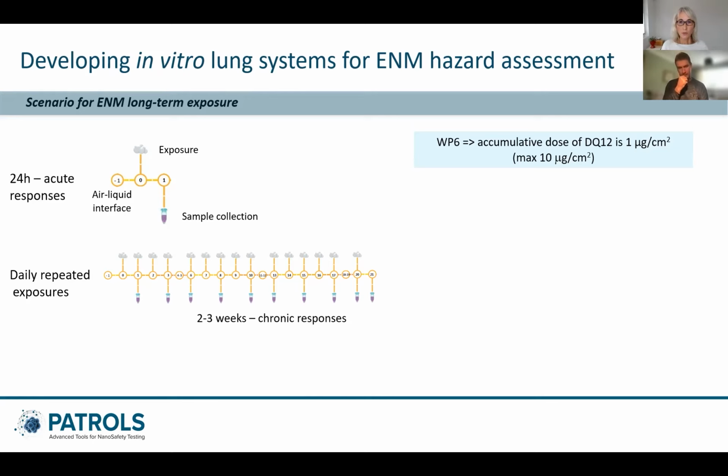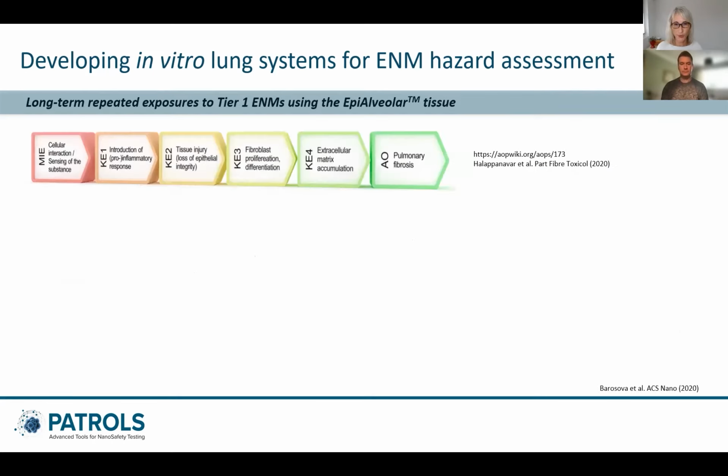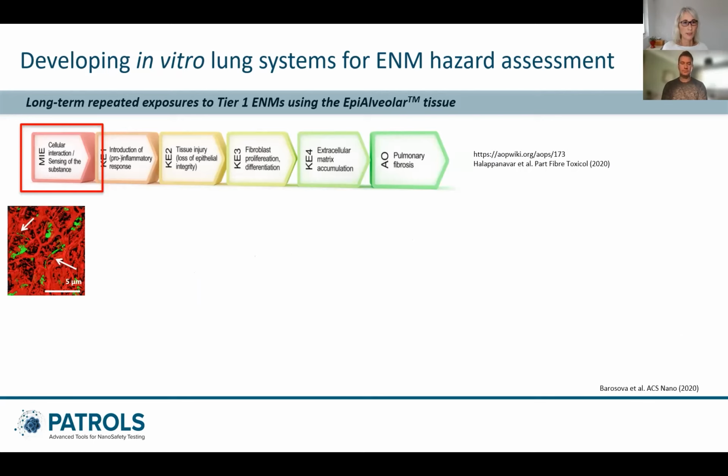So we used these concentration recommendations and started with the cloud system to expose cells to one concentration or with repeated exposures to higher concentrations of the nanomaterials. Here just an example of silica quartz, nanosil, and Mitsui carbon nanotubes. We have then used the epialveolar tissue model, which is stable at the air-liquid interface for several weeks, and started to apply the adverse outcome pathway for pulmonary fibrosis. So we started to investigate if the nanomaterials interact with our cell models, which we showed and proved.